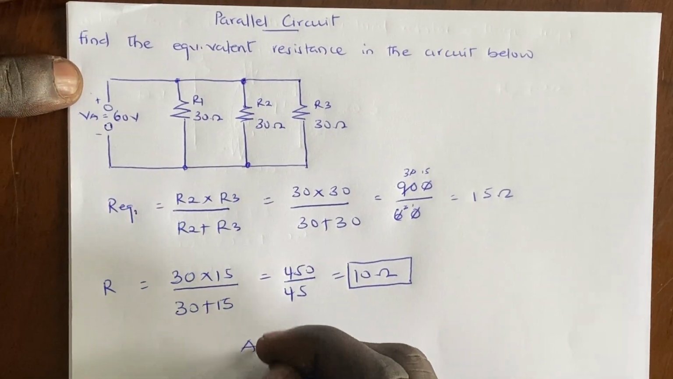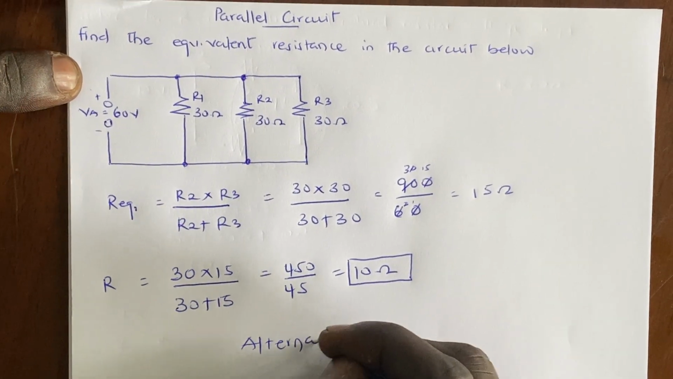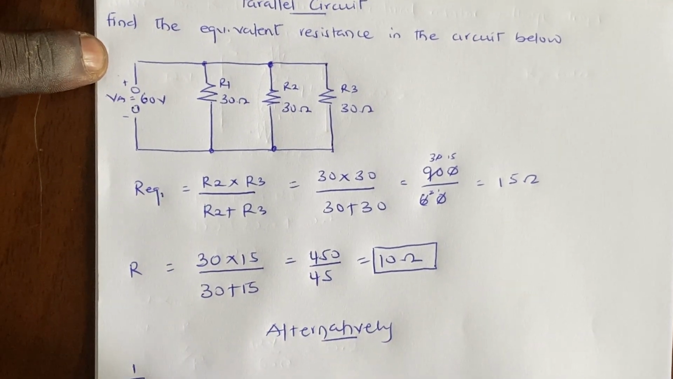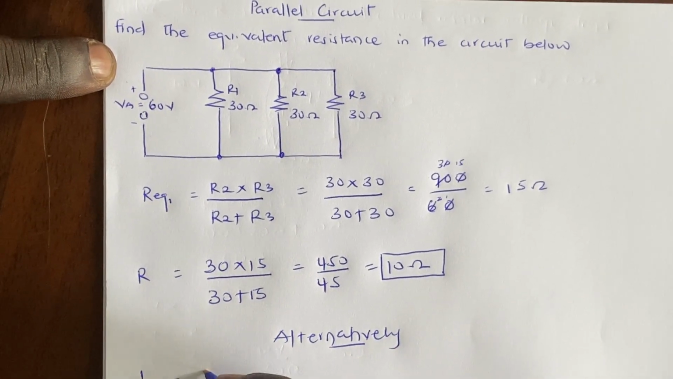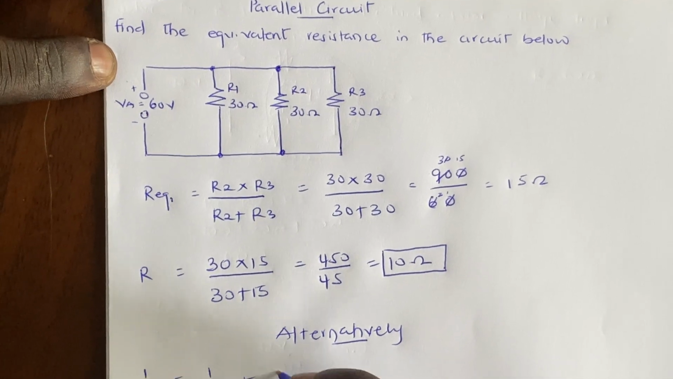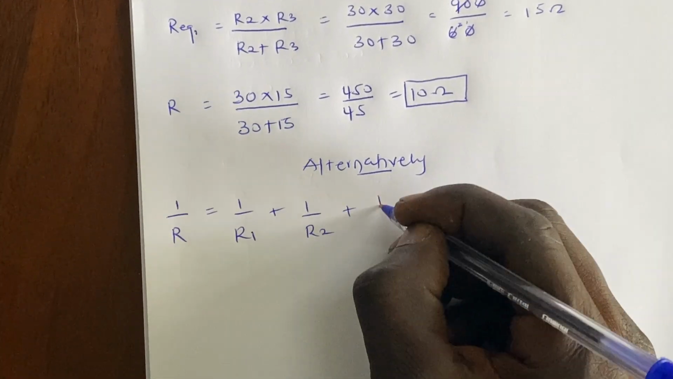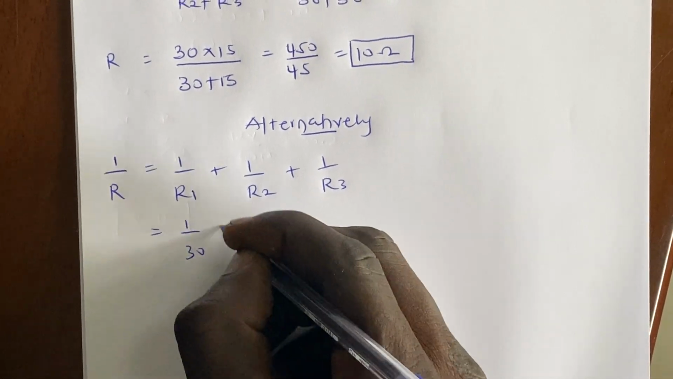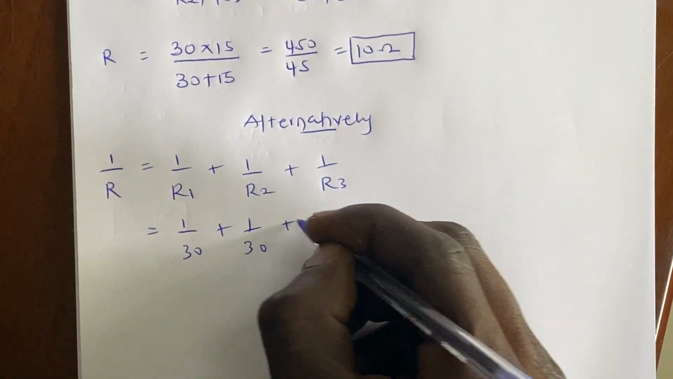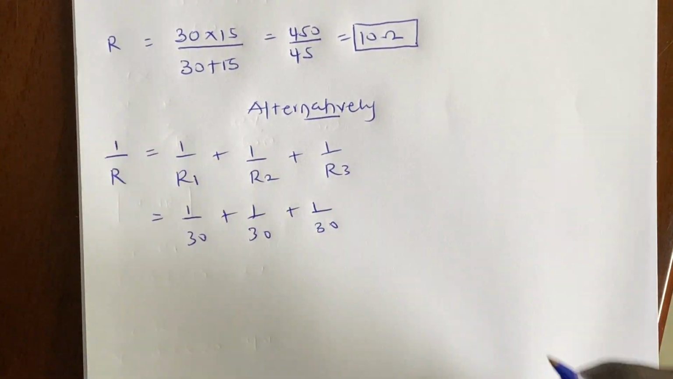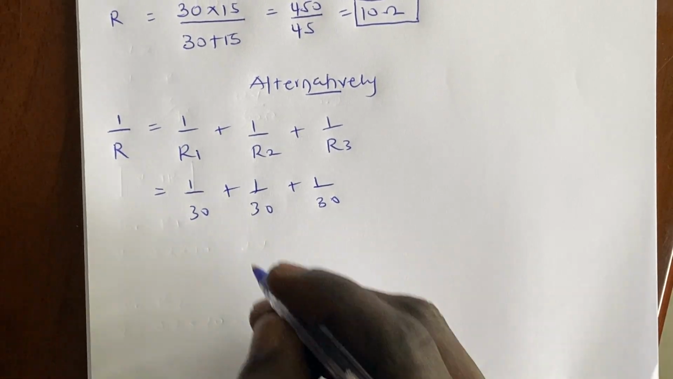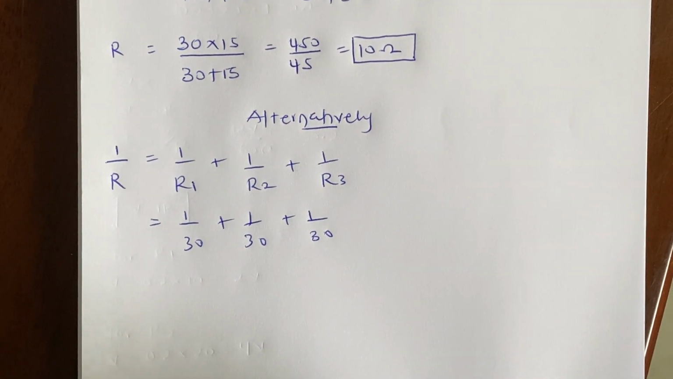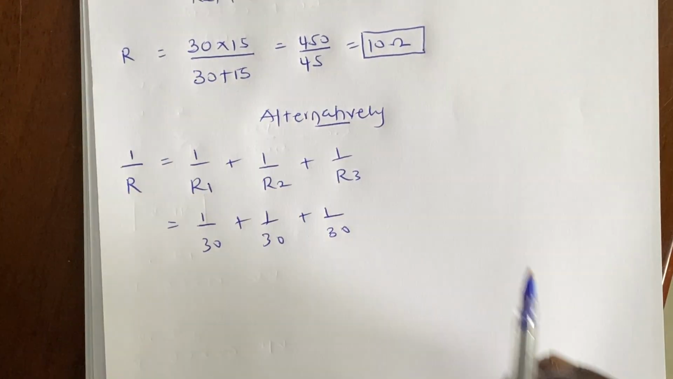Or alternatively, we can just say 1 over R, the equivalent, is 1 over R1 plus 1 over R2 plus 1 over R3. Here we get 1 over 30 plus 1 over 30 plus 1 over 30. Solving this together, we get the same answer, 10 ohms, right? Because we don't want to waste much time, let's use this for our calculations.